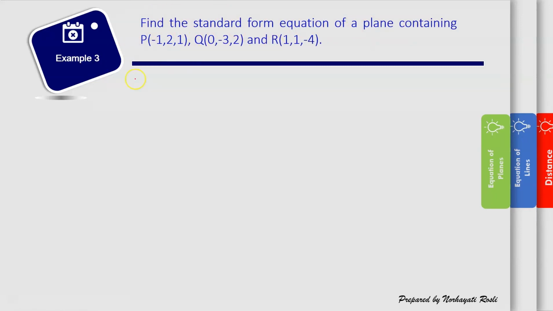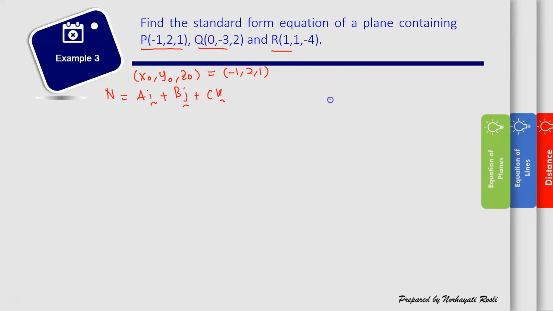Example 3 asks us to find the standard form equation of a plane containing 3 points P, Q, and R. First we need to identify our x naught, y naught, and z naught. You can use either the P, Q, or R point. Let's say I use point P as my x0, y0, and z0. And the second thing, we need to find the normal vector, which is given by Ai plus Bj plus Ck. Please take note that in this example, we have points P, Q, and R.